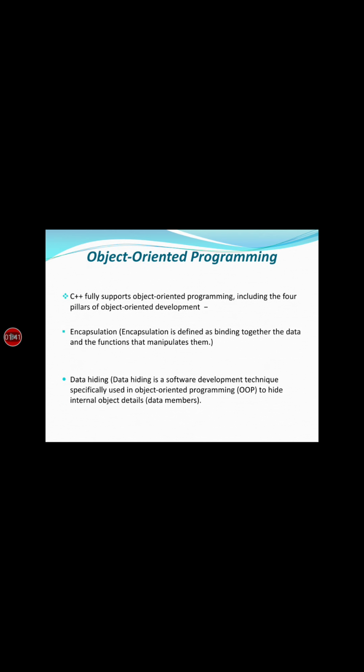Our next topic is the pillars of object-oriented programming. C++ fully supports object-oriented programming, including the 4 pillars of object-oriented development. First pillar is encapsulation. Encapsulation is defined as binding together the data and the functions that manipulate them. It means encapsulation hides the data for the purpose of protection. In it, we write data and functions into a single unit. Data means properties and functions means methods.